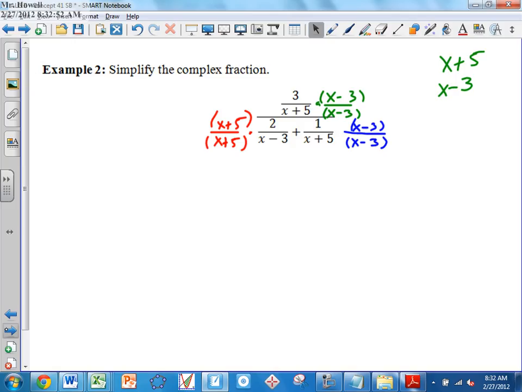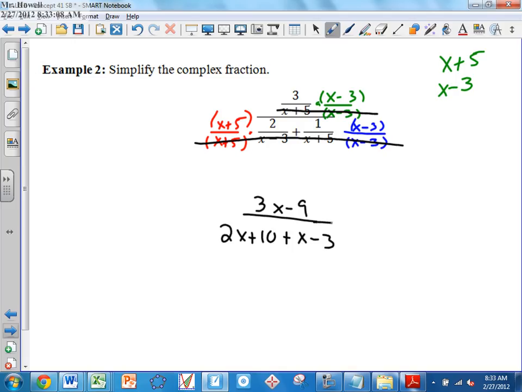Just cancel them all out again, just like we did in the beginning. So cancel, cancel, cancel across. Up top, what are you left with? 3x minus 9 over. Very good. Now down below, we'll see that together we have 3x, and we're going to have a plus 7 down here.